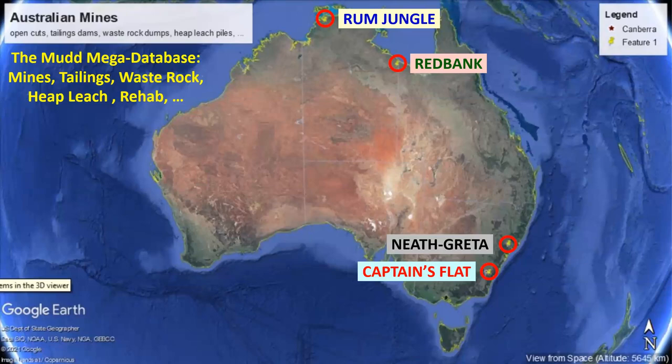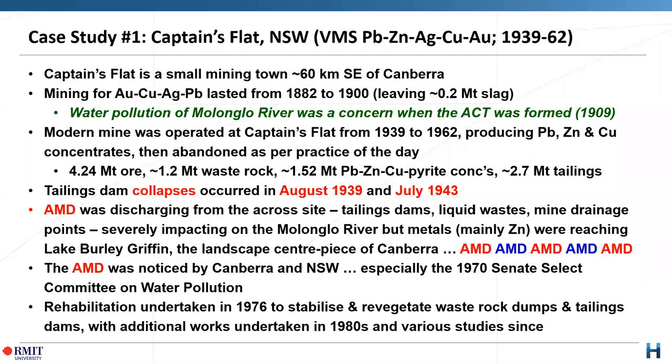So next. Thank you. So let's talk about Captain's Flat. In some ways, it's a name that's long forgotten. It's an old mine. It mainly had its two phases in the late 1800s, which was pretty small, only a couple of 100,000 tons of ore. But there was water pollution left over.